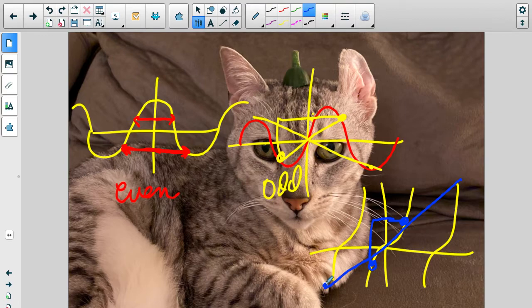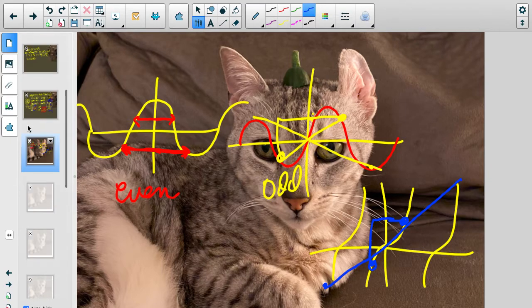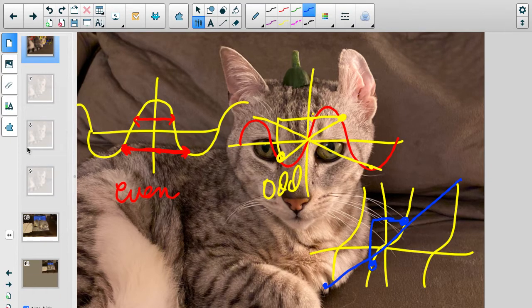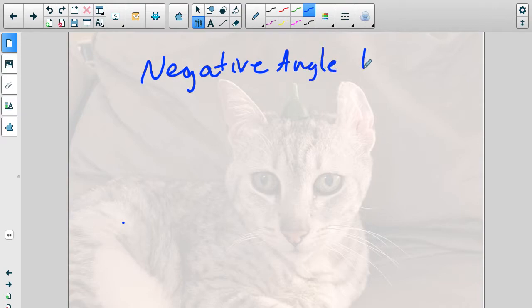So that's why I wrote this on the board. New identities that you'll deal with. If you have a memo quiz next class, this will not be on it yet. I'll let you know when it's going to be there. So what would I tell you if you run into a negative angle? Negative angle identities.